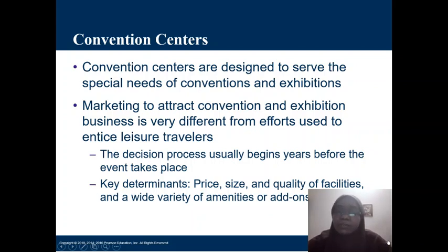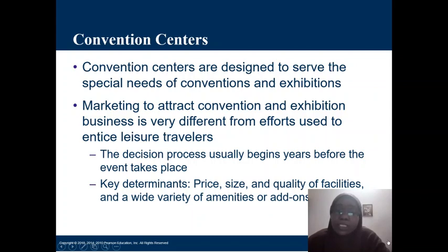Marketing to attract convention and exhibition business is very different from efforts used to entice leisure travelers. All right, so the way in which this marketing is done for the convention center is quite different from the kind of effort that is going to be made to leisure travelers. Because what is the main point? The main center of attraction between the two categories is quite different.